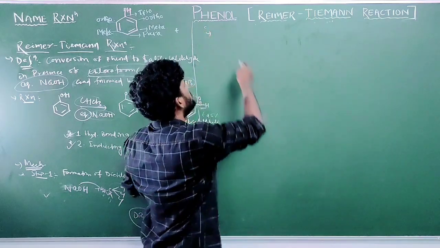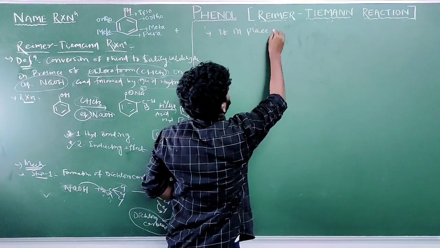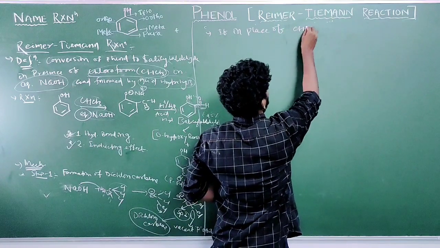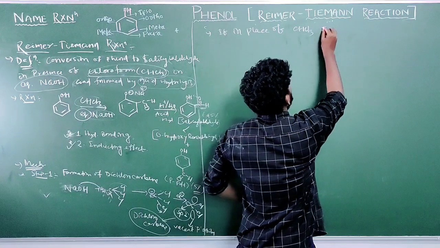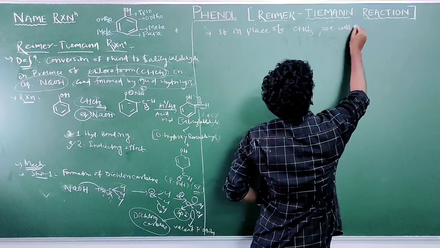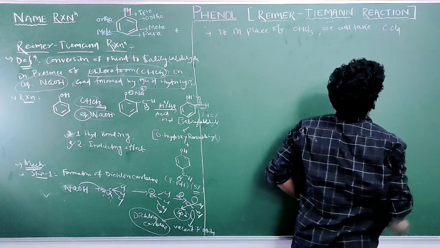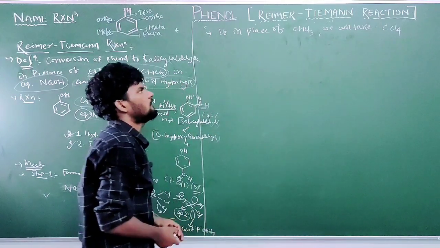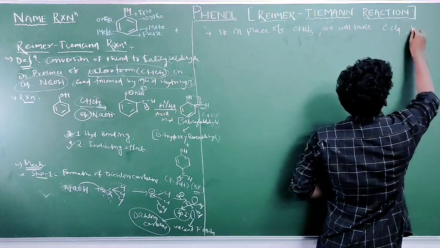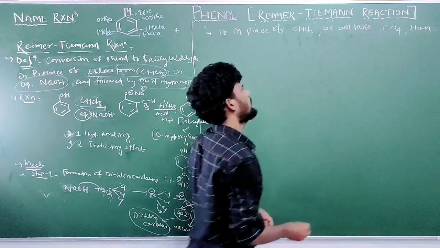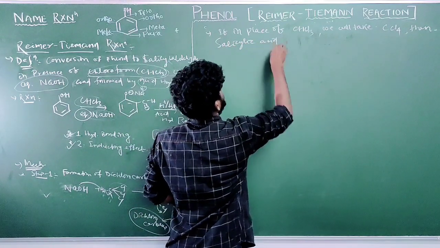Look at this side. Next, write a point. If in place of chloroform CHCl3 we take CCl4, tetrachlorocarbon, then salicylic acid will form. What will it form? Salicylic acid will form.